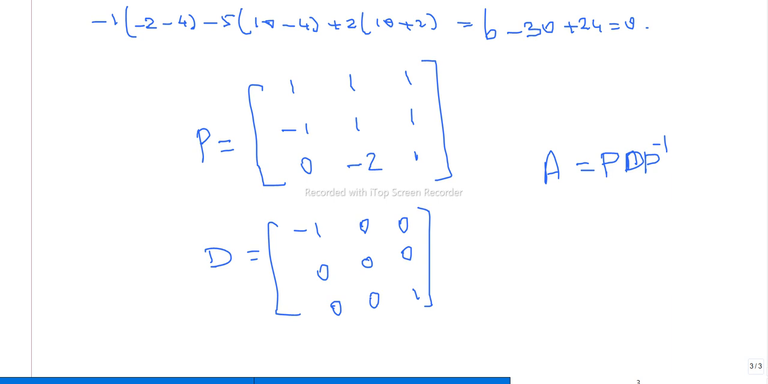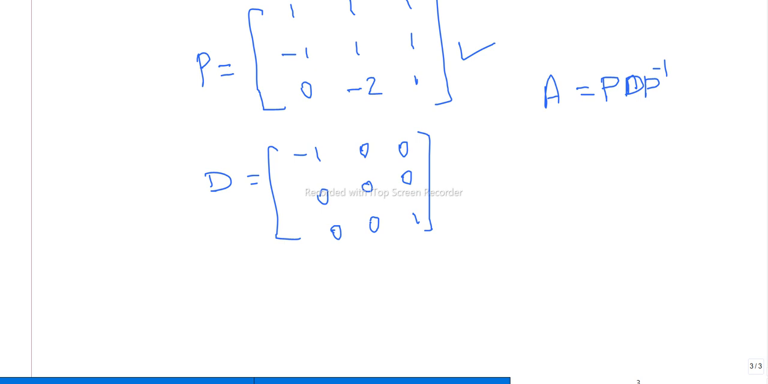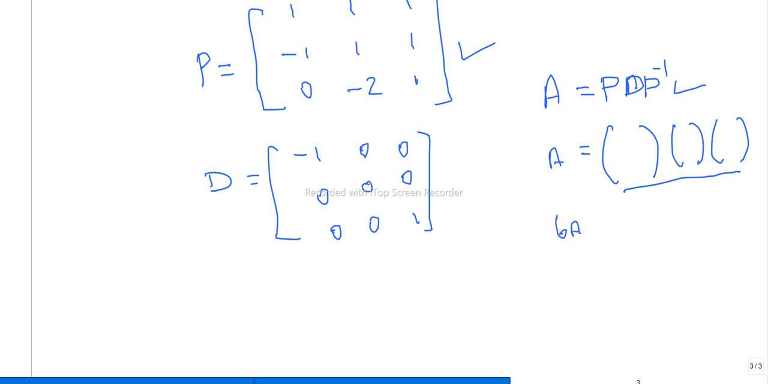If you know the eigenvectors, you can easily find the matrix P. P is nothing but all the corresponding eigenvectors. You can easily check that the determinant of P is non-zero, therefore the inverse of P exists. So we know P, we know D, we know P inverse. If you multiply, we get A. Once you get A, you multiply each term of A by 6, and we get the 6A matrix.